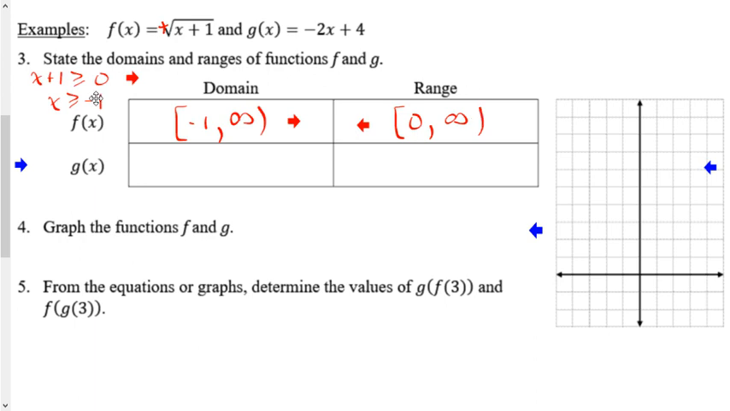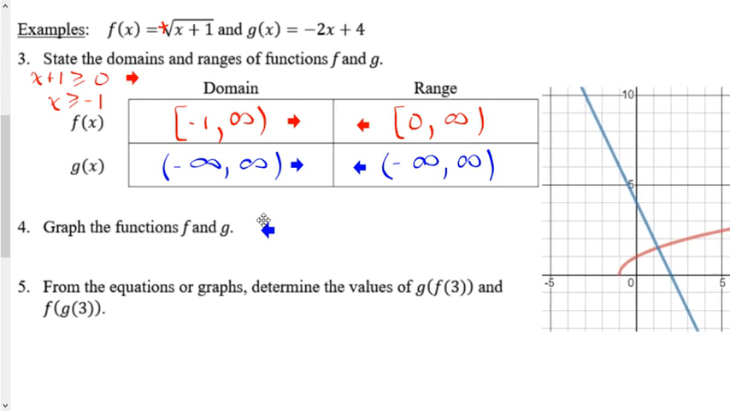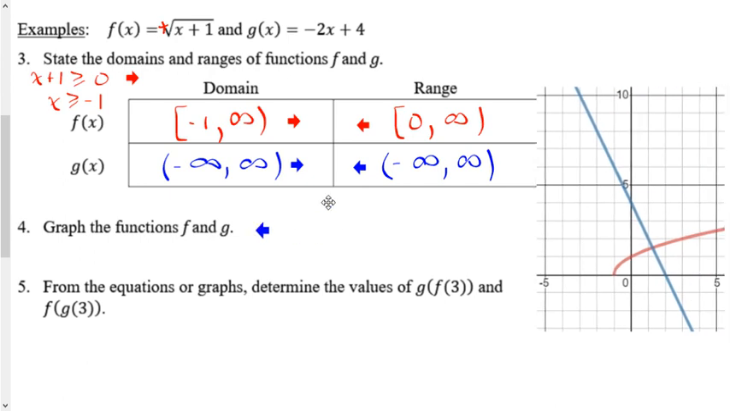For g of x, a little more straightforward. It's a polynomial. So the domain and range for both of those, all real numbers. We're asked to sketch the graphs. So square root function, that's like half a sideways parabola. This will be a line with a negative slope. So to save some time, I just did it in Desmos, and this is what my two graphs look like.